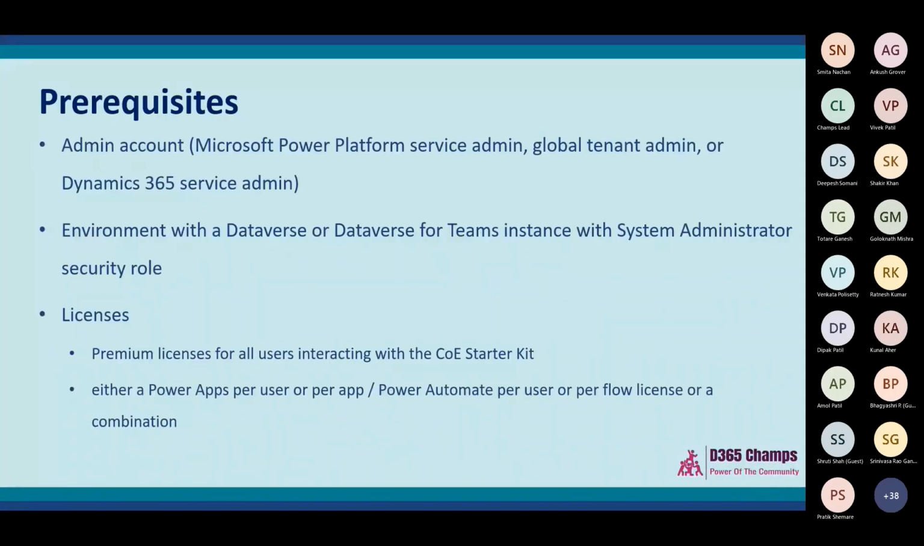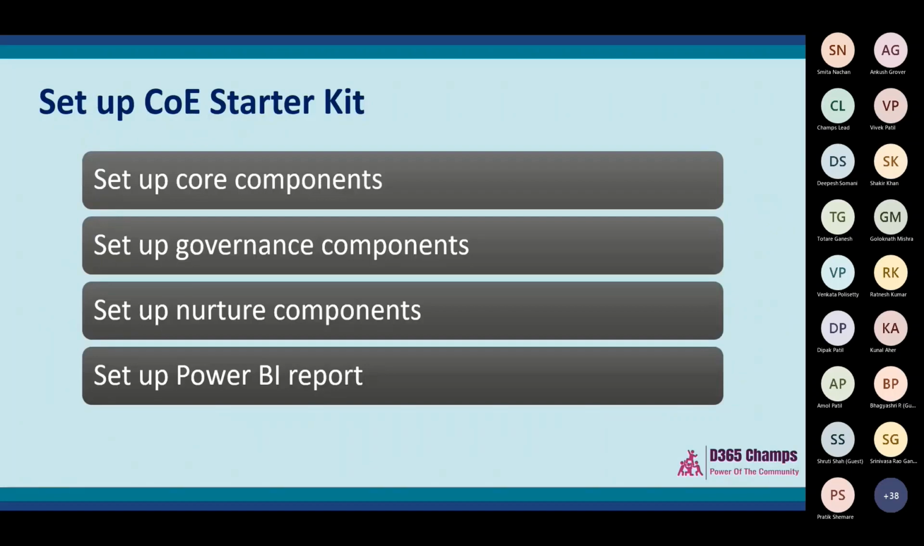And then again, the prerequisites are that we should have the admin account, and we should have the environment with Dataverse, or Dataverse for Teams at least. And on the licensing part, at least we will need a premium license for all the users who are interacting with the COE starter kit. So it could be either a Power Apps per user per app or a Power Automate per user per app kind of license. And then again, quickly we can set up the COE starter kit by downloading those zip files.